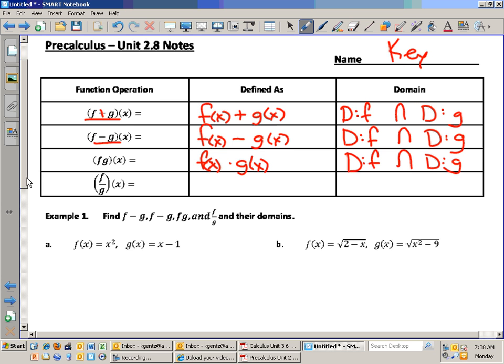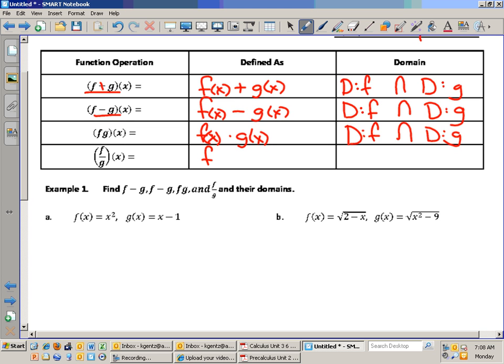And if you divide them, again, you could probably guess, f of x divided by g of x, and the domain is the domain of f intersected with the domain of g. Note that you're dividing and g of x is on the denominator, so you have to exclude where g of x equals 0. That's excluded from the domain.